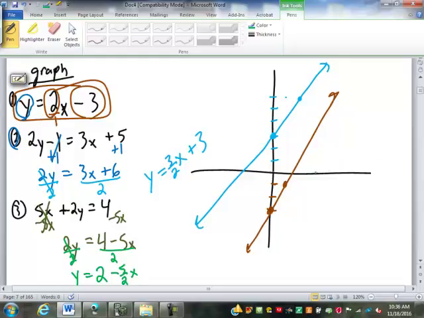So that one is telling us we have to start at +2, which is right there. And the -5 over 2 that's multiplying the x tells us from that point we have to go down 5 and over 2. There's our second point on our line.